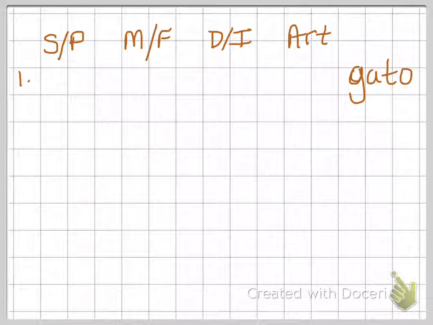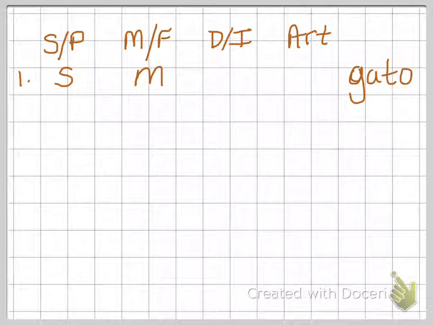Alright, so first of all we need to determine if gato is singular or plural. Okay, gato is singular, so we'll write an S in that column. Then, is gato masculine or feminine? It is masculine. It ends in an O. That's a masculine ending. That's something you're just going to have to memorize and know for the test. Alright, so it is masculine.